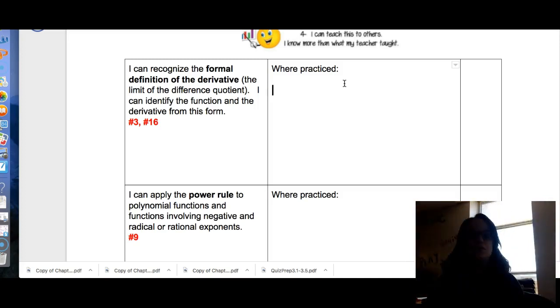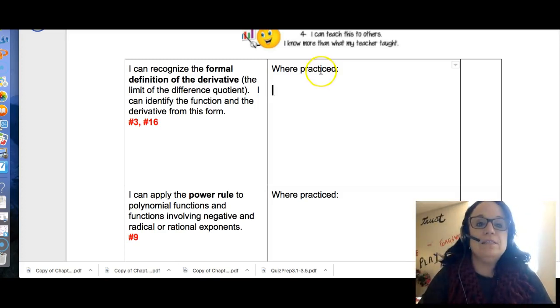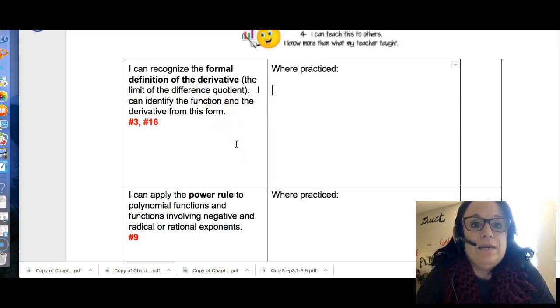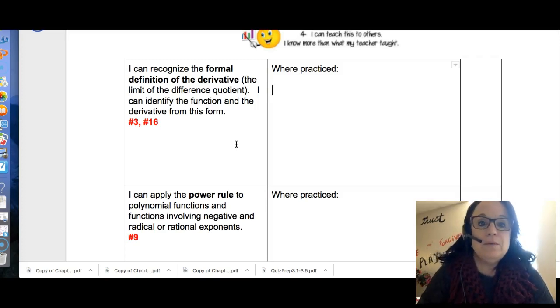You can type in as we go, we're just going to tell you where each skill is located. So the first skill or learning goal is that you can recognize the formal definition of the derivative. You don't have to execute it. In the first part of your notes, we actually took derivatives by using the formal definition. You will not need to be able to do that. You have to recognize it.